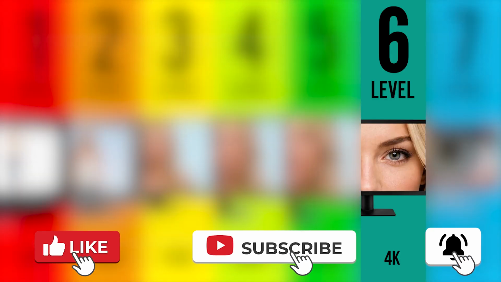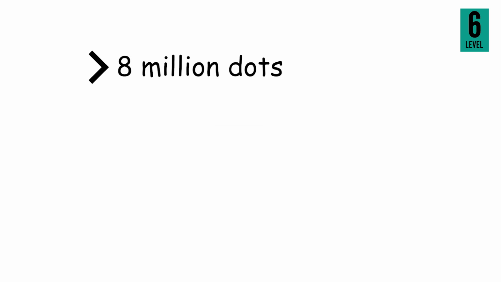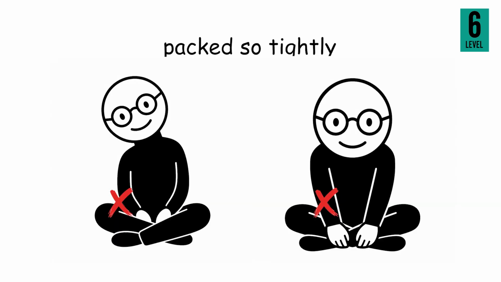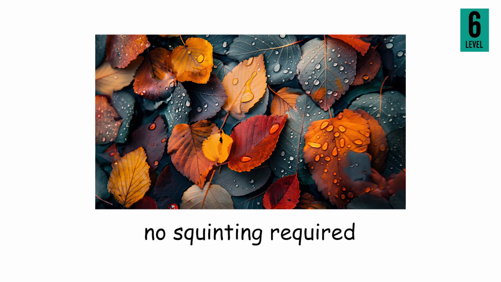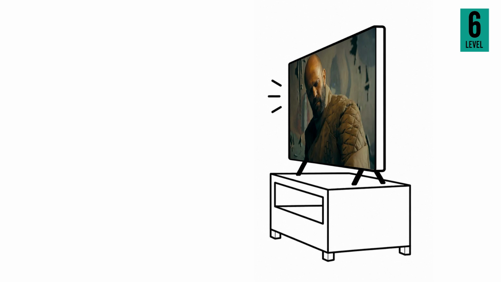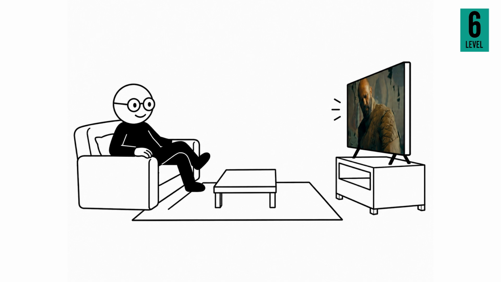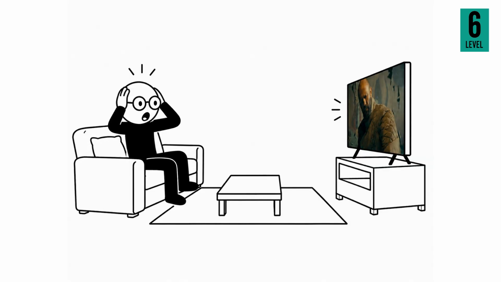4K. Now it gets a little ridiculous. 3840 by 2160 is 4 times the pixels of Full HD, more than 8 million dots on a single panel, packed so tightly you don't have to lean in or zoom to notice. It just is sharper, no squinting required. That's why it owns the living room. Normally, to catch fine detail on a big TV, you'd have to sit close. At 4K, you can melt into the couch across the room and still read the texture on someone's coat. I personally didn't buy the hype until I sat that far back and still saw every thread.